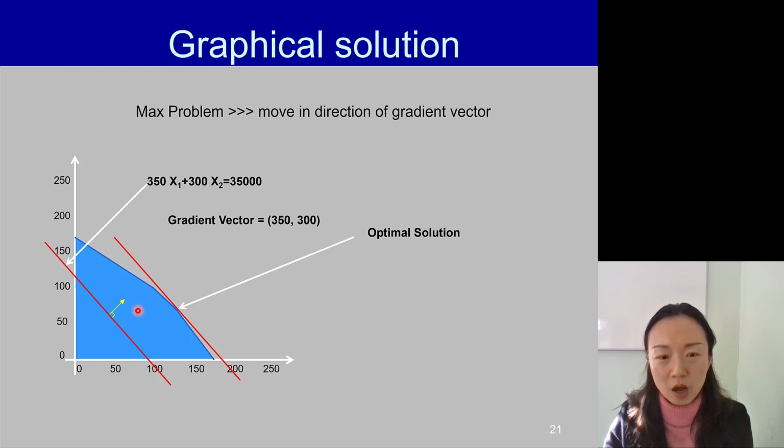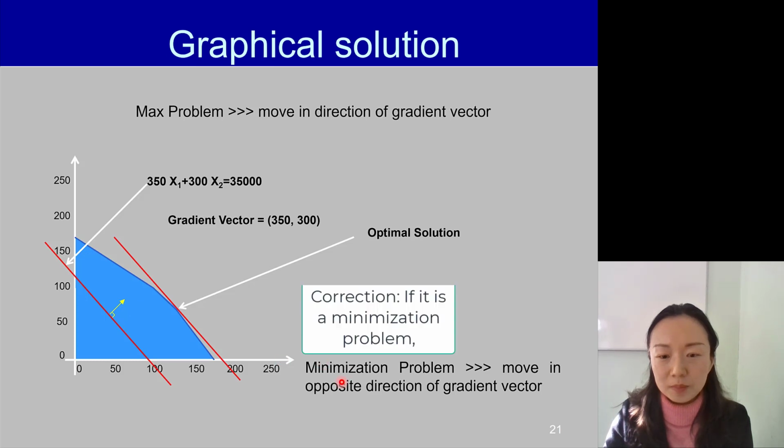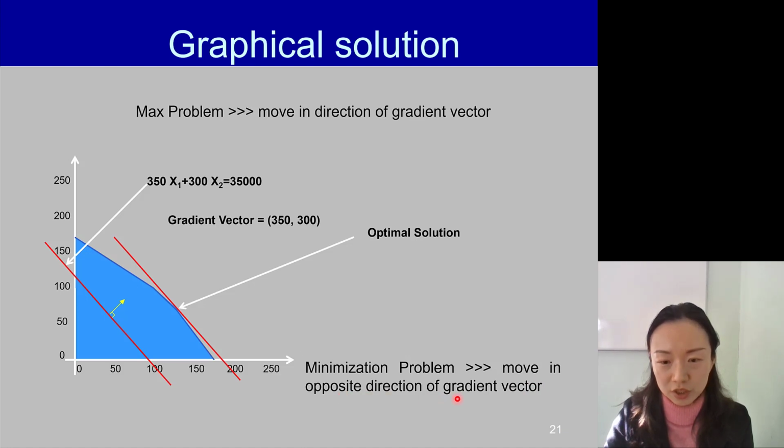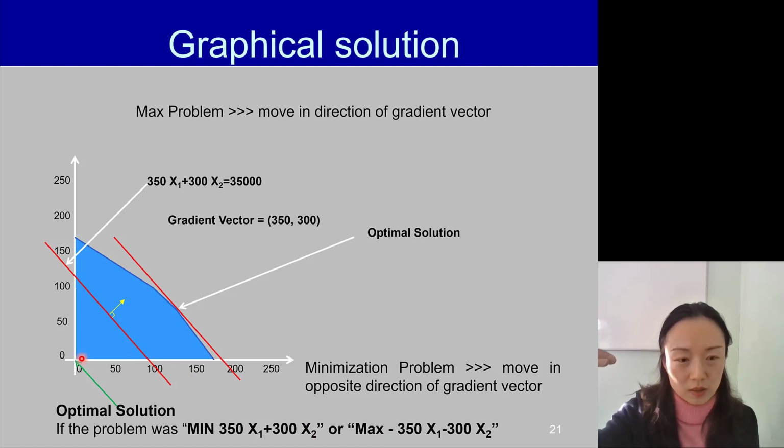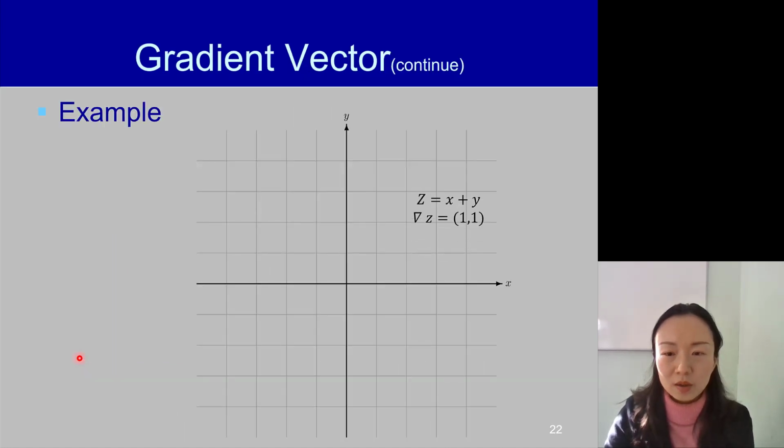And if we keep moving outwards, we would go outside our feasible region. Then if it's a minimization problem, we would move in the opposite direction of the gradient vector. So if this is a minimization problem, we would move this way. And the optimal solution would be coming to here, which will be 0, 0. And so if the problem was minimize 350x1 plus 300x2, we would go in this opposite direction and end up at this 0, 0 point. Another example.